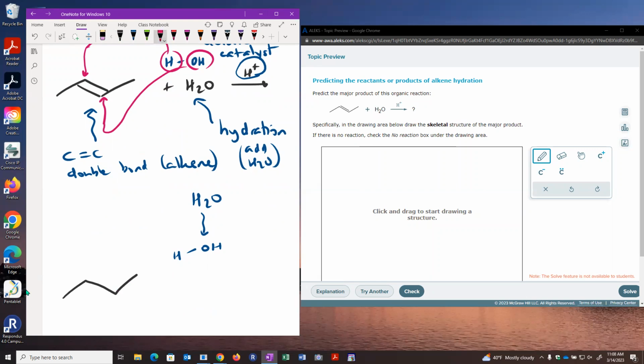And now I've stuck an H onto one and an OH onto the other. I apologize about the background noise. There's some construction going on here on campus.